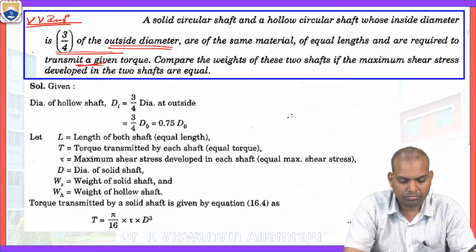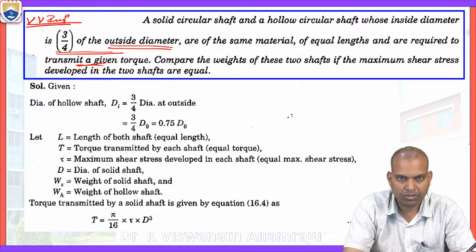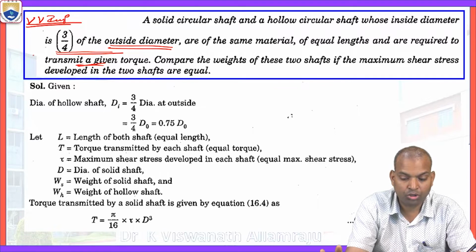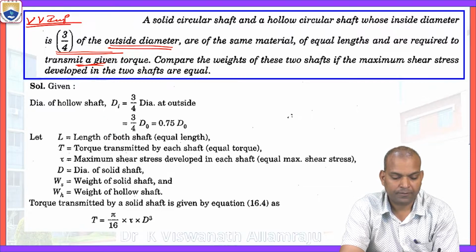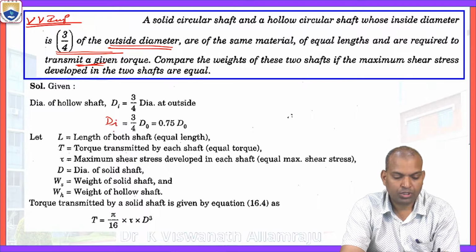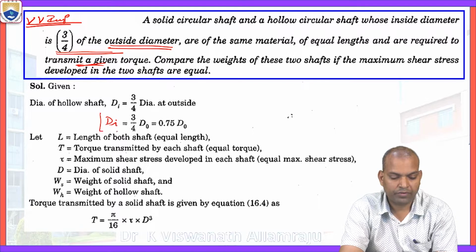Now let us begin. The given data is here. For the hollow shaft, the inner diameter Di is equal to 3 by 4 times the outside diameter, that is Di equal to 3 by 4 times D naught, that is 0.75 D naught.